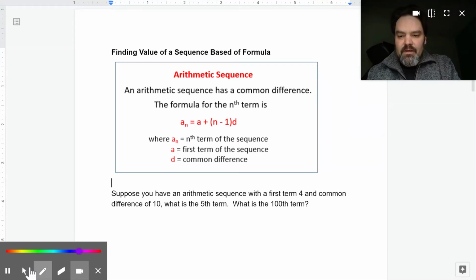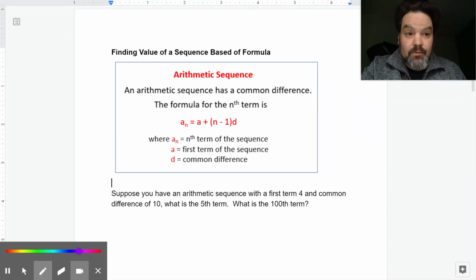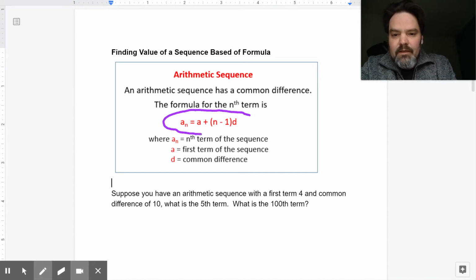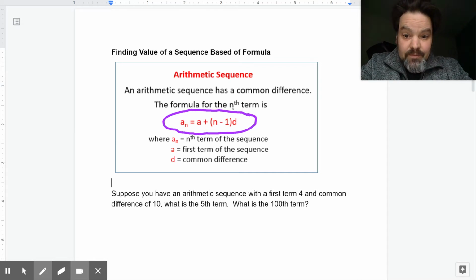So we've previously looked at different types of sequences. Arithmetic, that's the one where you keep adding something over and over. And geometric, that's the one where you keep multiplying over and over. So now we're going to make this into a formula. And the formula is written right here to help us find an arbitrary term in the sequence.